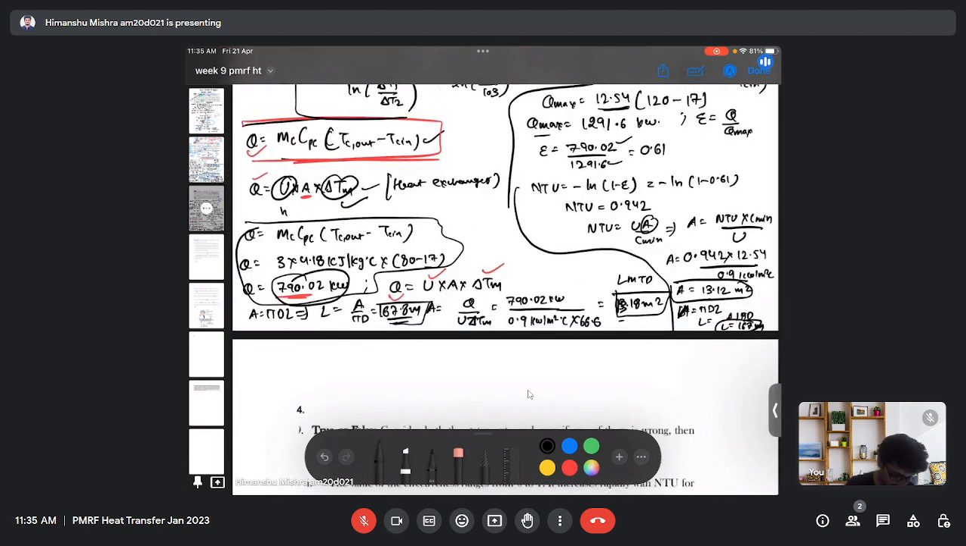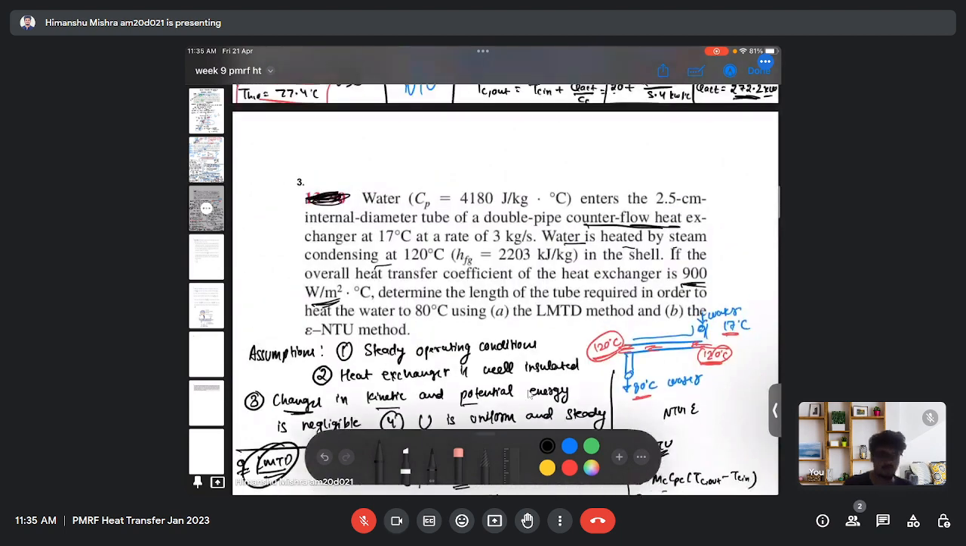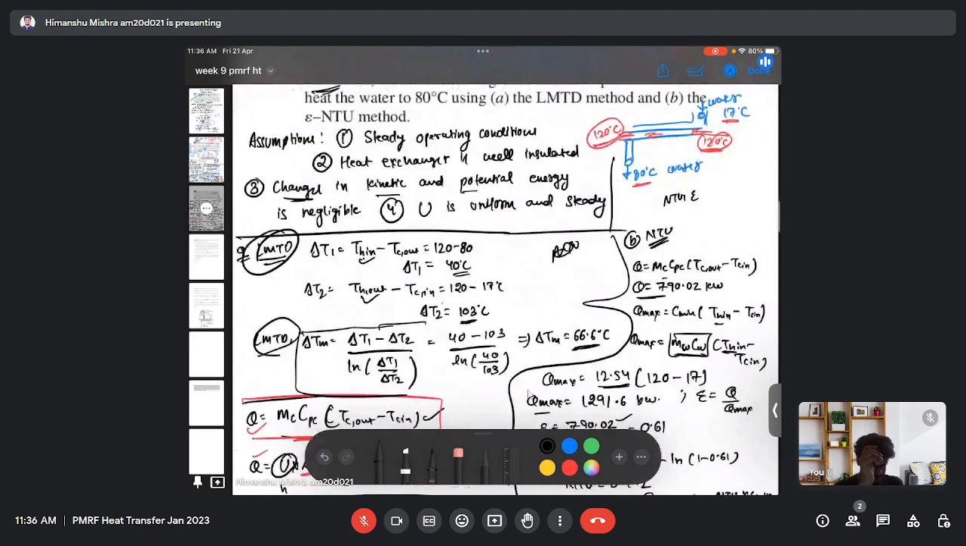So let me just recap the question. We have been given the water, and the properties of the hot and cold fluid. It is a counter flow heat exchanger, and there is also condensation. This data can be useful for the NTU method, because if there is condensation, we need to use a specific NTU formula to calculate the NTU. And since we have been given a counter flow heat exchanger, it is suitable for the log mean temperature difference method, because we need to calculate the log mean temperature difference itself.